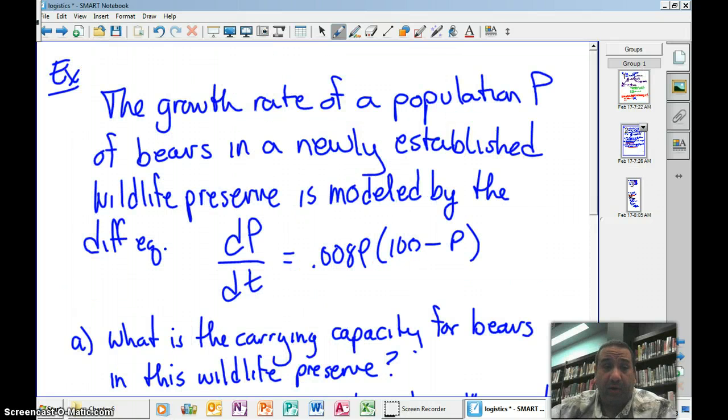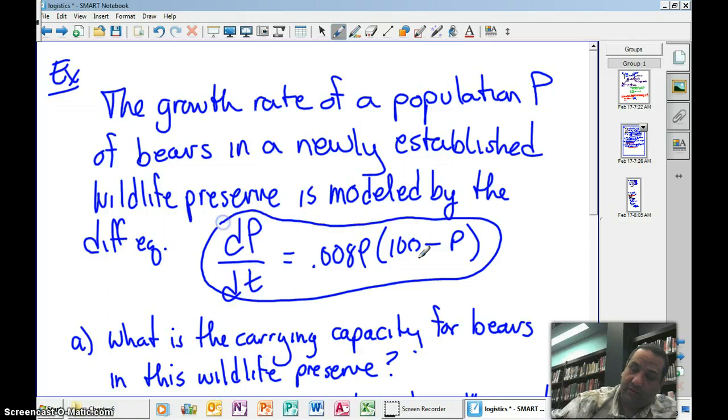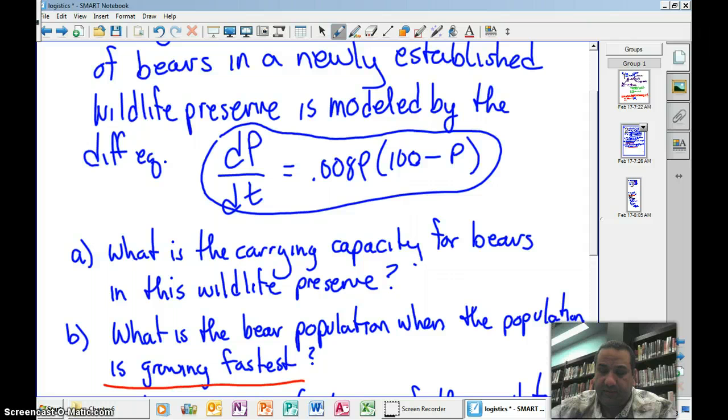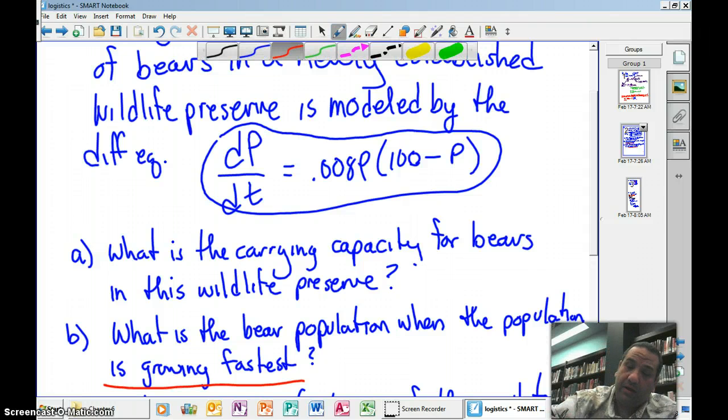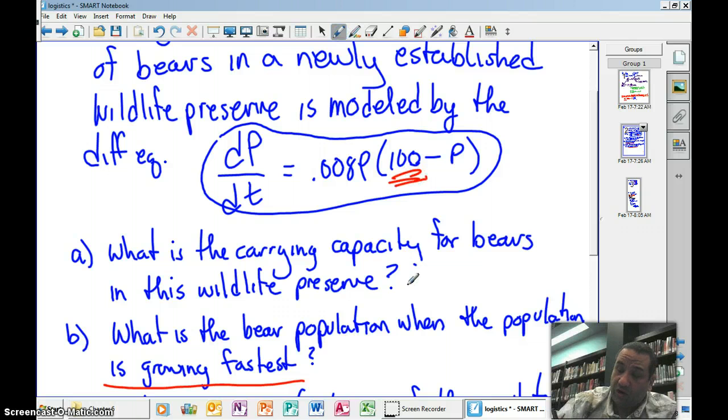Let's do a couple of problems here. The growth rate of a population P of bears in a newly established wildlife preserve is modeled by this equation. So this is the given equation. What is the carrying capacity for bears in this wildlife preserve? Well, holy cow, I can just check it out. It's 100. Done. That's what it is.